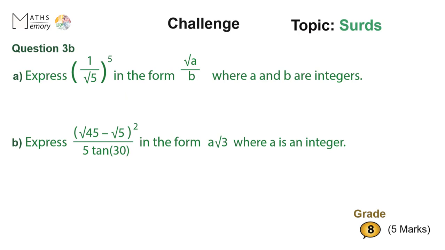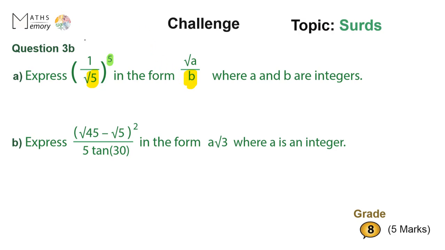Question 3B challenge. Press pause, write these two parts down, A and B. Press play when you have finished. So the first thing we see when we look at this is 1 over root 5 to the power of 5. And this power of 5 is actually confusing us because it's the first time we're seeing this. And you want to write this as a whole number. We're trying to say, how do we get from root 5 to a whole number over here to b? That's what the question is saying. How do we do that?